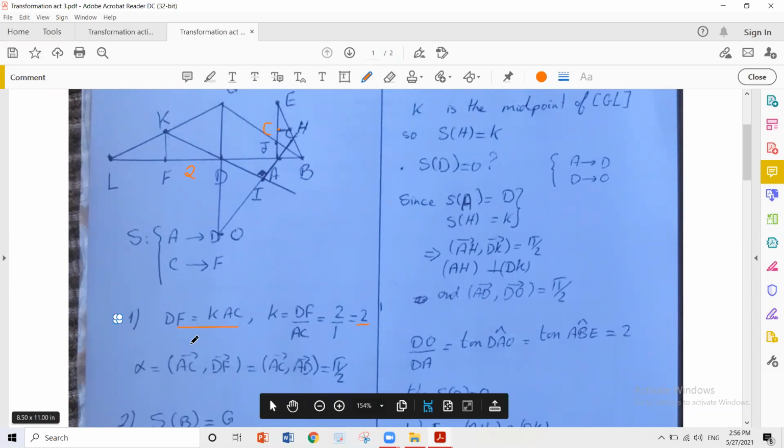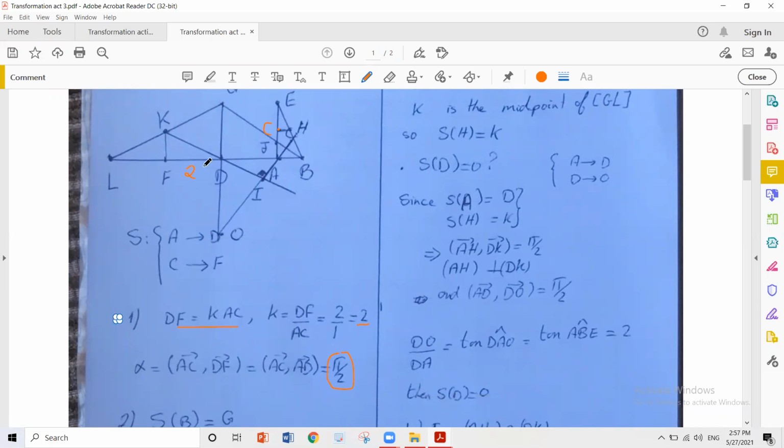Alpha equals the angle (AC, DF). Instead of DF, I can put AD. It will be the angle (AC, AD), which is pi over 2. Any questions about part 1?